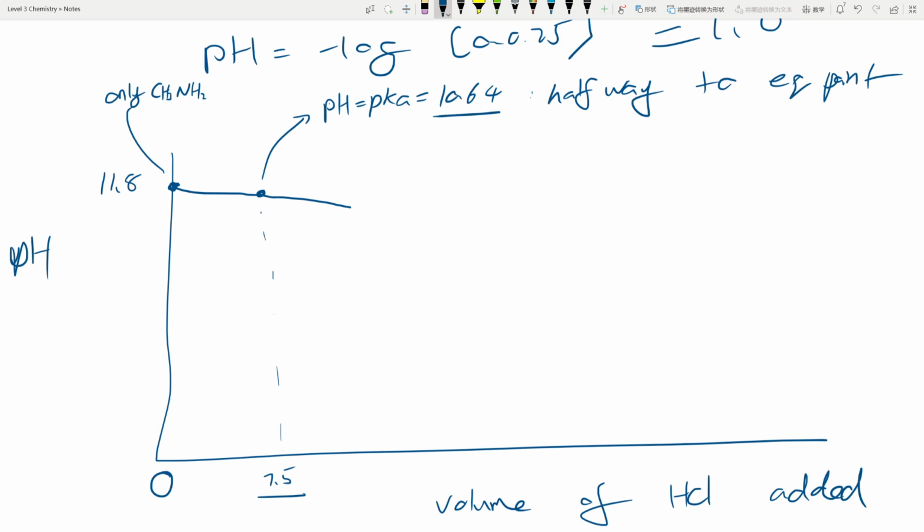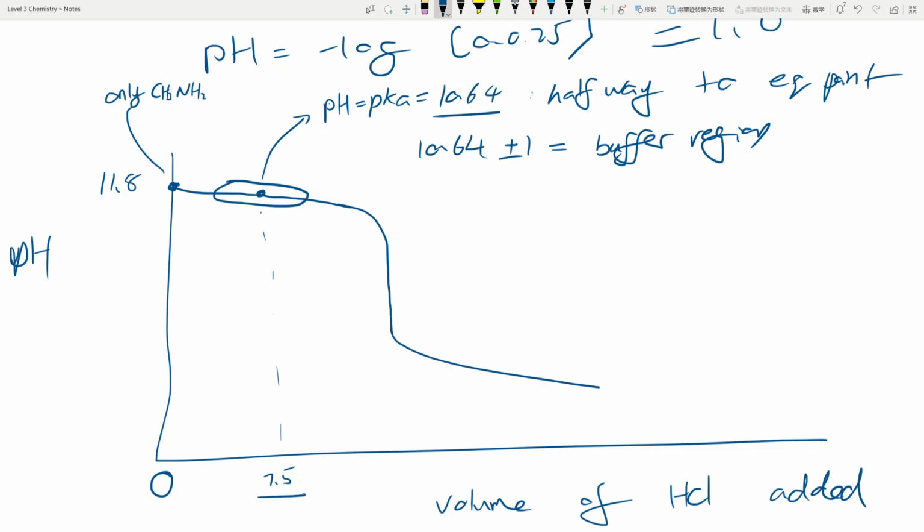Now remember 10.64. So 10.64 plus minus 1 equals the buffer region. So that means approximately around here, this is going to be the buffer region. And then your buffer is going to crash and it's going to go all the way down, and then it's going to go like that. So this is going to be the equivalence point, which we calculated to be 5.97.